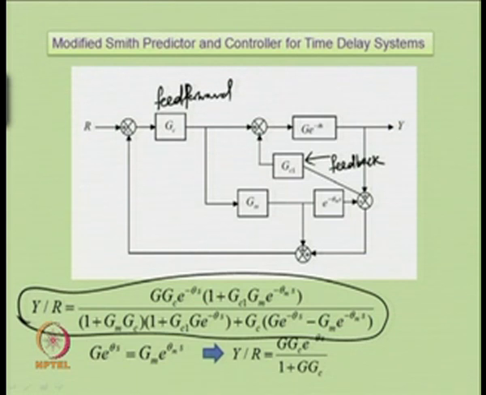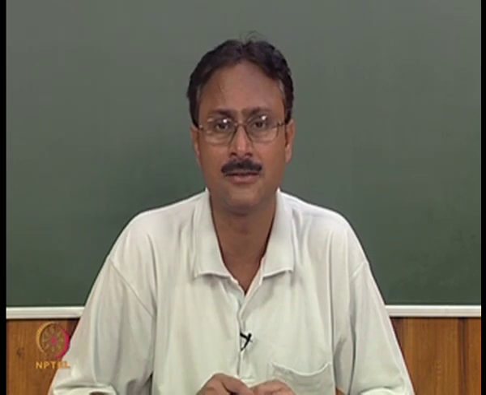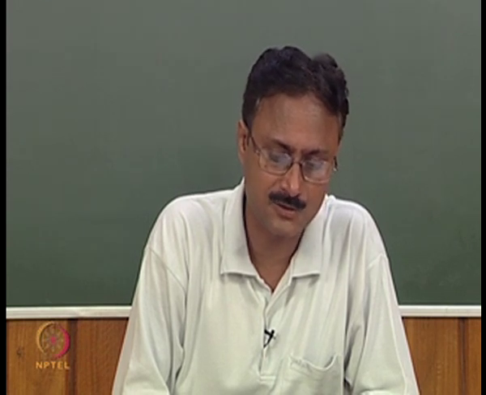But when the plant model dynamics matches with the actual plant dynamics, then the closed loop transfer function becomes very easy, the one we have obtained from the earlier scheme. But the benefit of introducing a controller in the feedback path is that it helps in reducing external disturbances, which is not the case with the earlier conventional Smith predictor control scheme.